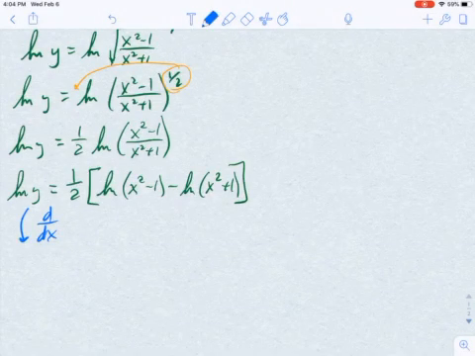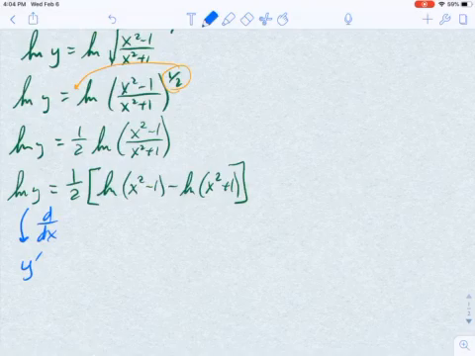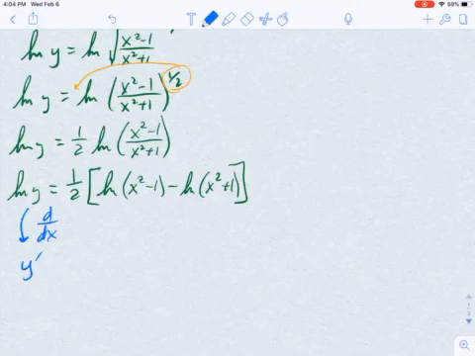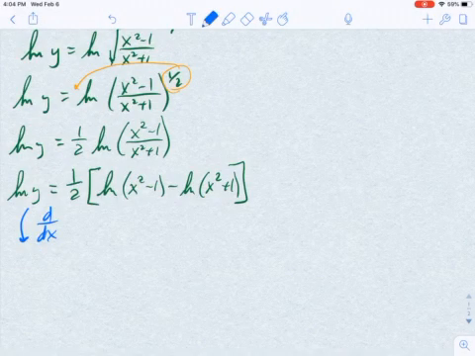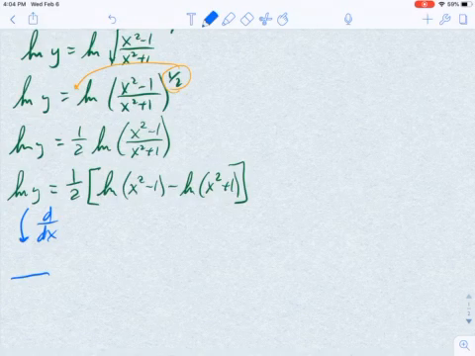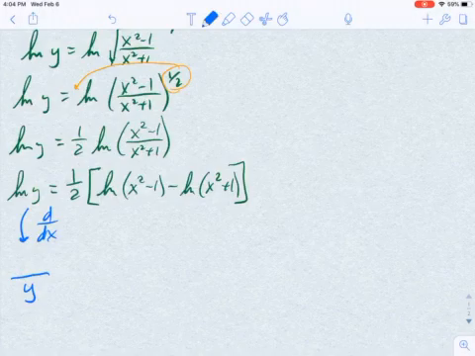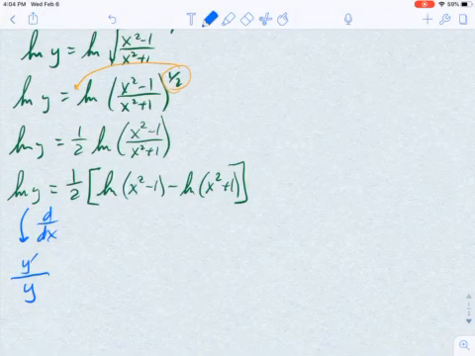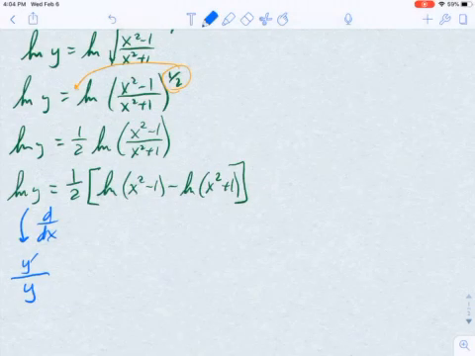Just to make this a little easier though, I'm going to use just the y prime notation. Let me back up on that. So the derivative of natural log of anything, you throw the thing in the denominator, in this case y. The numerator is where the derivative goes. And the derivative of y, we're just going to say is y prime. And that ultimately is what we're looking for, right?